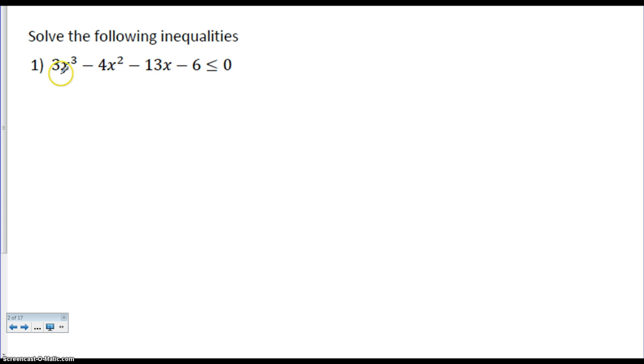The big thing is that you want one side to be 0. We want 0 on one side of the inequality. That's the big thing, and that's the first thing we want to do. And then what we're going to do is almost exactly the same thing that we did when we were trying to find the zeros of a polynomial function. So what do we do first?